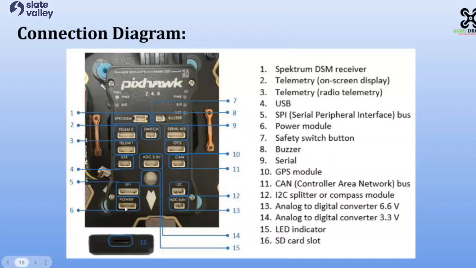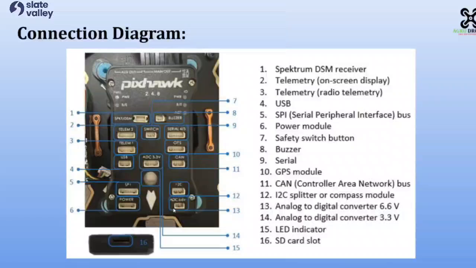And here the sixth pin is power. It is for powering on this Pixhawk flight controller, and it will sense how much voltage is being taken by the drone. It monitors the voltage and current. And the 13th pin is ADC 6.6, an analog to digital converter. If you are using any sensors which work on 6.6 volts, you can connect them to this pin.